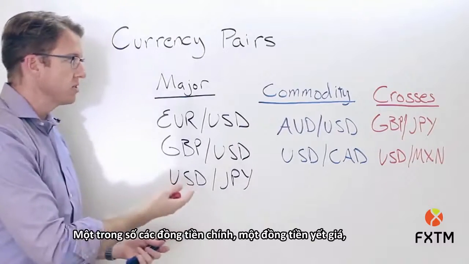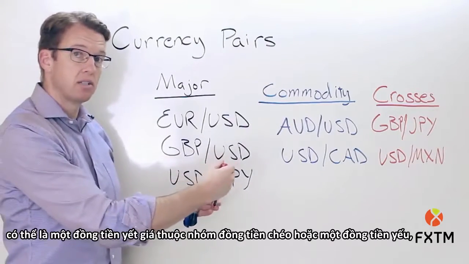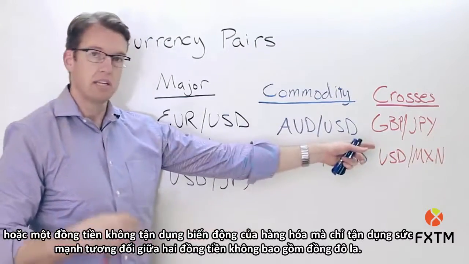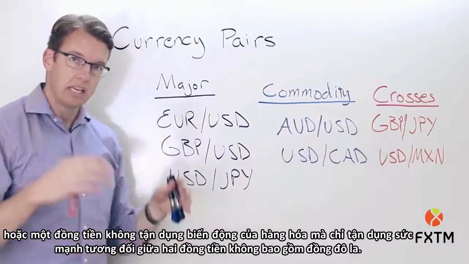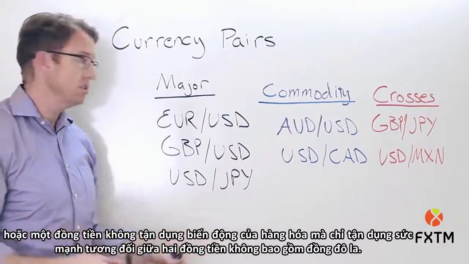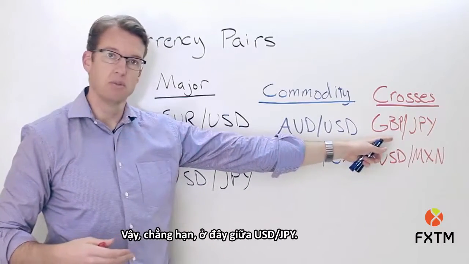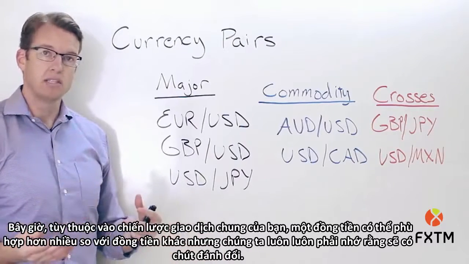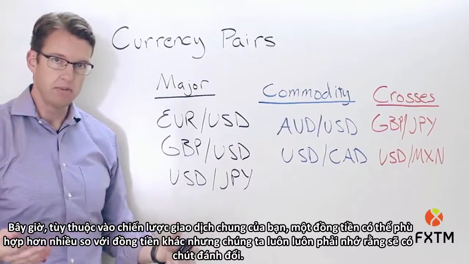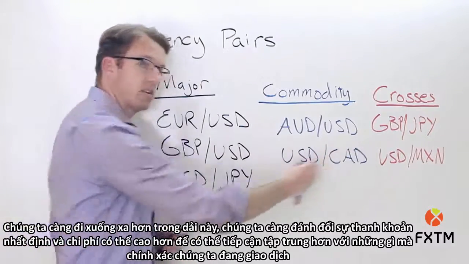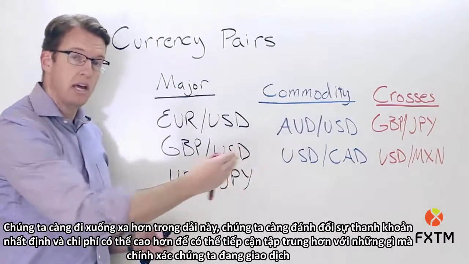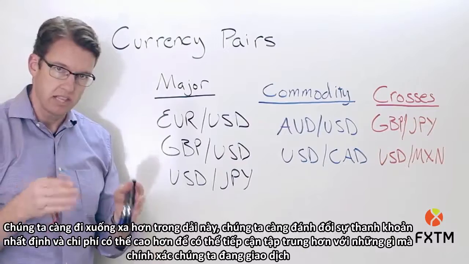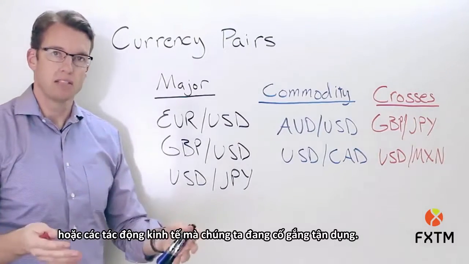Depending on your trading strategy, you have choices between what kind of currency pair you're really looking for. One of the majors, a commodity currency, maybe a commodity currency that falls into the category of a cross or an exotic, or a currency that is not taking advantage of commodity movement, but is just taking advantage of the relative strength between two currencies that does not involve the dollar, for example here between the pound and the yen. Depending on your overall trading strategy, one may make a lot more sense than the other, but we always have to remember that there's going to be a bit of a trade-off: the further we go down along this spectrum, we're trading off some liquidity and potentially higher costs in favor of either a more focused exposure to what we're exactly trading or the economic impacts that we're trying to take advantage of.